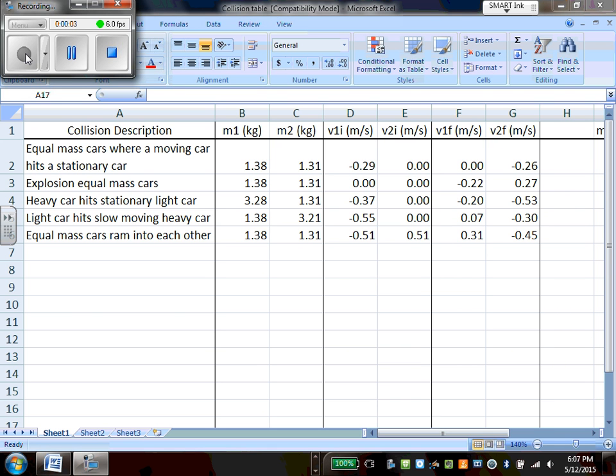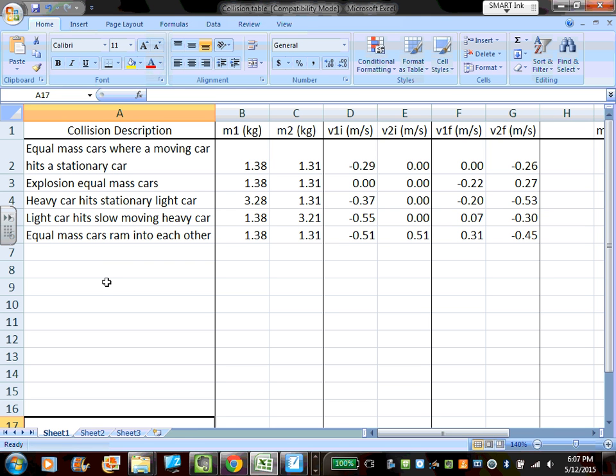Hello, everyone. All right, so you hopefully have completed your table. We are trying to finish up and do a post-lab for our collision experiments.